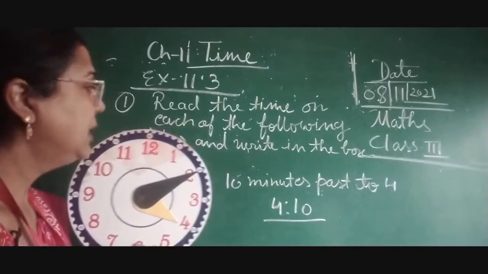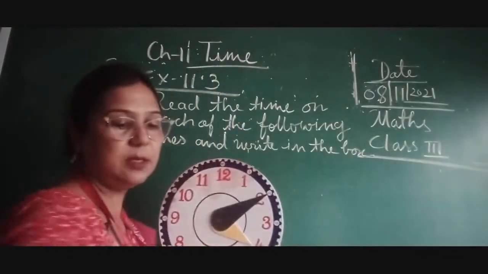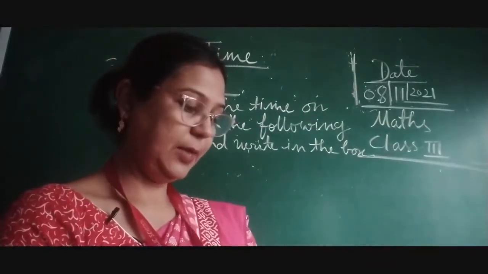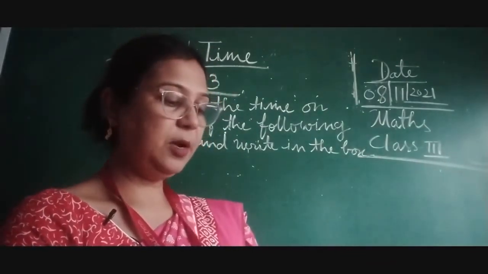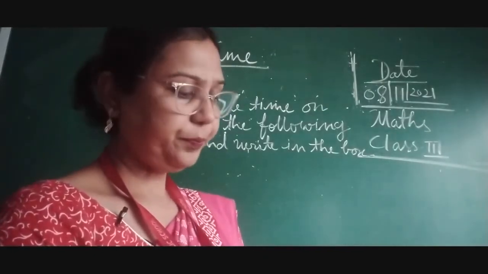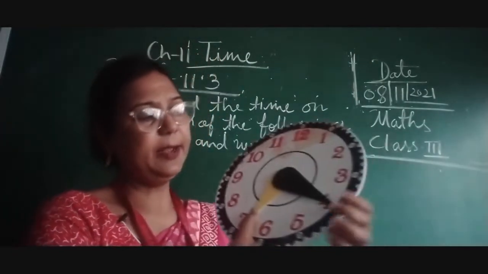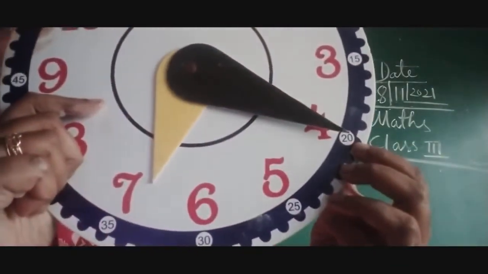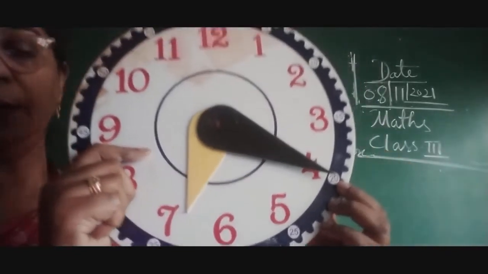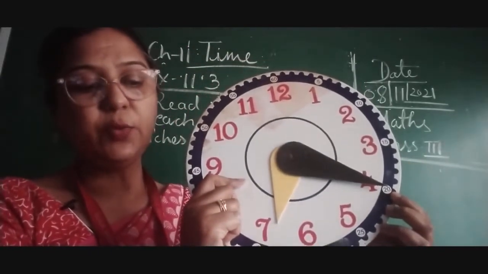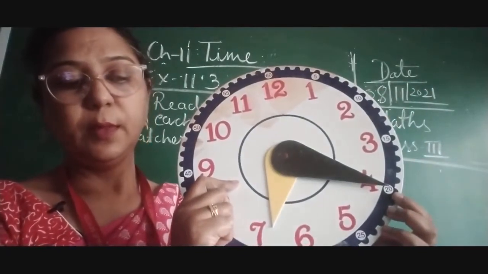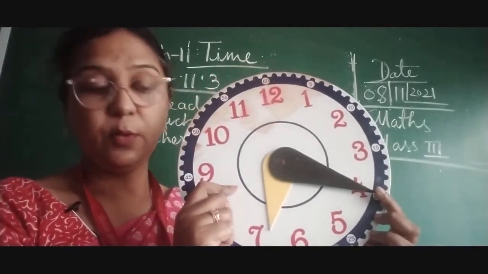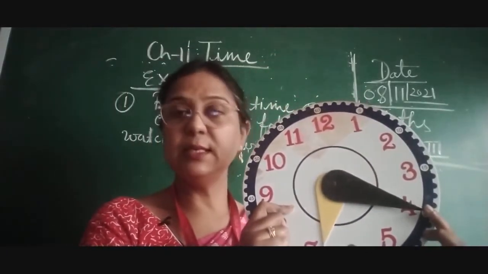Now our next clock, I am going to show you, is near in between 7 and 6, and the bigger hand is at 4. Here, children, you can see this is written 20. It means this is 20 minutes past 6.